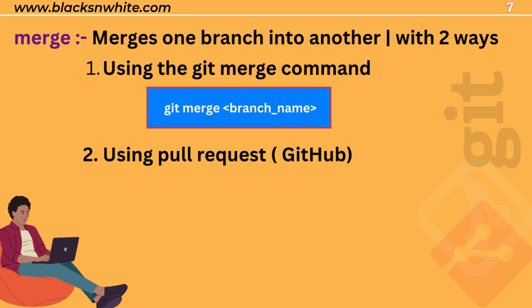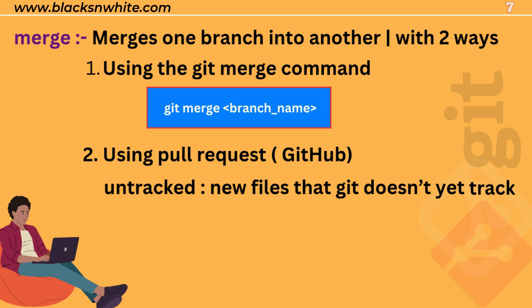Method 2. Using pull requests on GitHub. The second, and often preferred, method is using a pull request on a platform like GitHub. A pull request is a way to propose changes from one branch to another. It provides a space to discuss the changes, review the code, and collaborate before the merge is finalized.